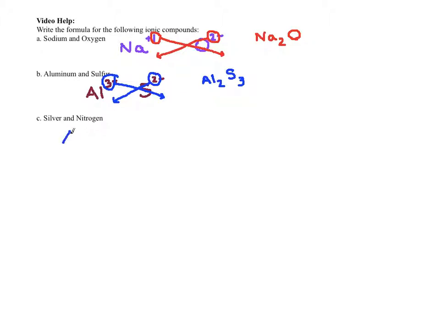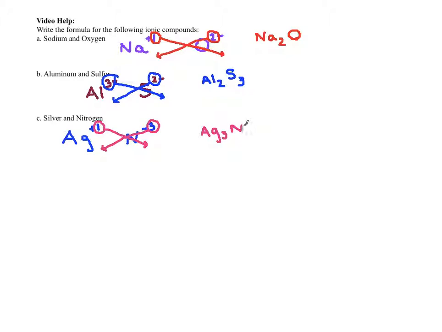Okay? And then the last one, silver. Silver always has a charge of +1. It's one of the 2 transition metals that we always know the charge of. Ag always has a +1 charge. Zinc always has a +2 charge. Otherwise, I would have to tell you the charge of the transition metals. So Ag is +1. Nitrogen is -3. So again, I'm going to need to cross my charges. So the 1 will be the subscript for the N. The 3 will be the subscript for the Ag. And so what I get is Ag3N.